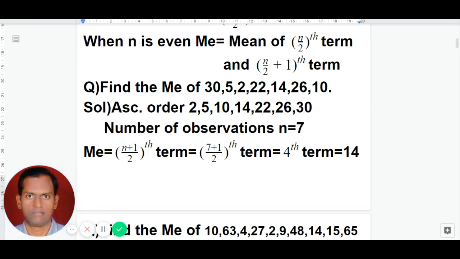Find the median of 35, 2, 22, 14, 26 and 10. First, let us arrange them in ascending order. How many observations are given here? 7. So, because 7 is an odd number, median is (7 plus 1) by 2th term. That is nothing but the 4th term. In the observations, after arranging in ascending order, the fourth term is 14. So the answer is 14.